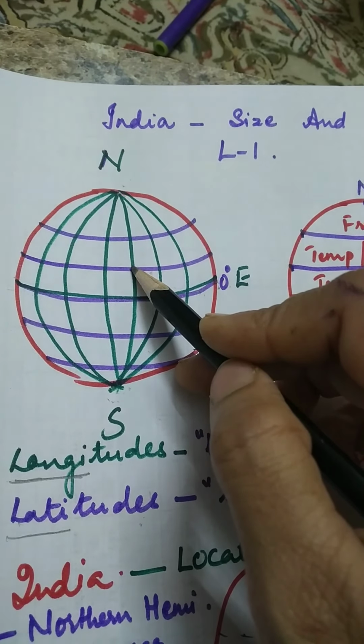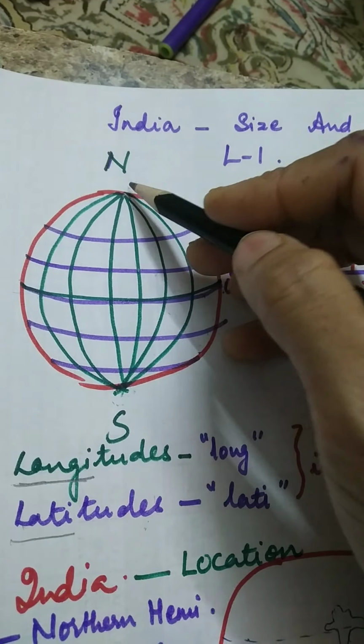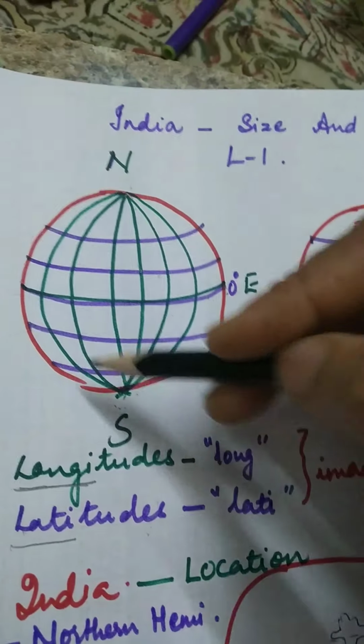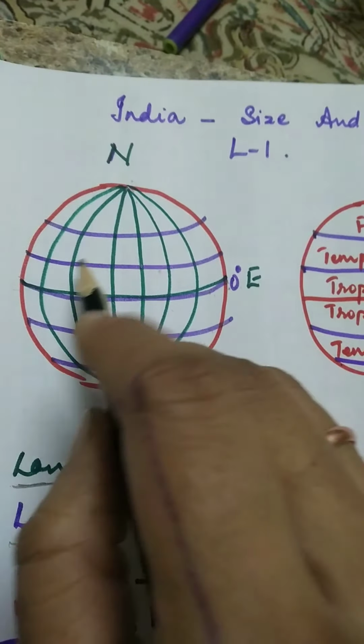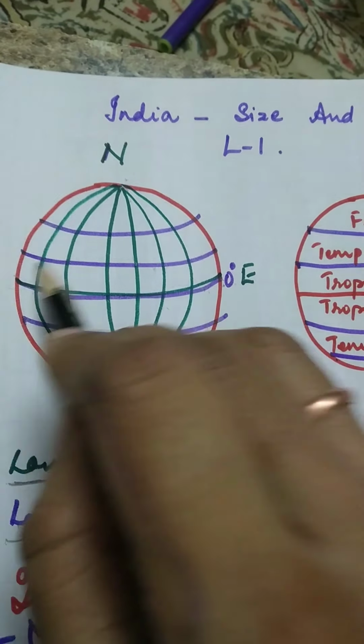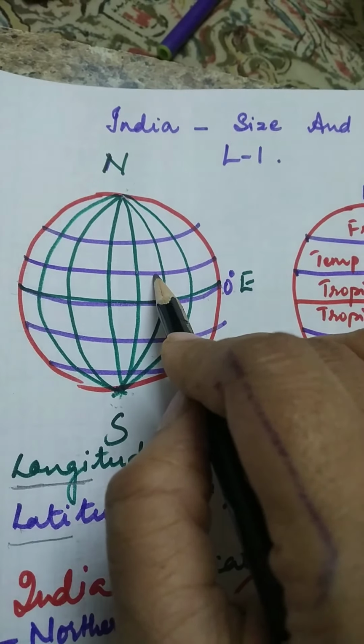Now, how will you remember longitude and latitude? As I said, for longitude, you are going to remember long. Long means running from north to south, lengthwise. And for latitude, remember lati, lying down. So those are the latitudinal lines, the ones which are sleeping. They are running parallel to the equator.